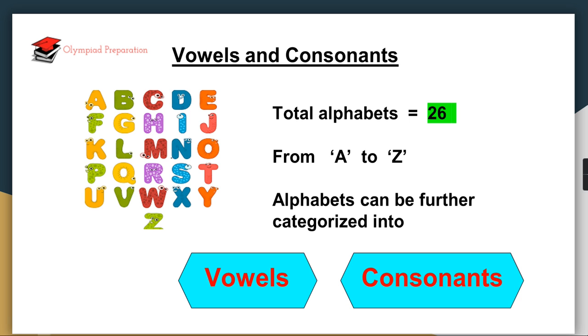As you already know, total alphabets in English are 26, and these are from A to Z. You must already be aware of the alphabets from A to Z, right? Total 26 alphabets are further categorized into vowels and consonants. So we will learn about vowels and consonants in this topic.